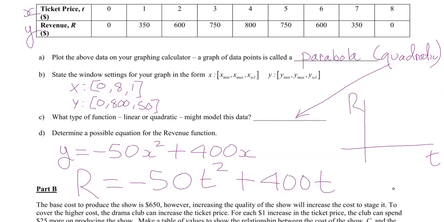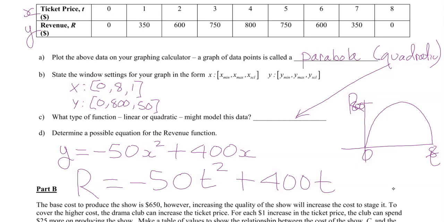So if we were graphing this, this would be our T-axis for ticket price. This would be our R-axis for revenue. And we can actually show this, right? If we wanted to sketch out the graph, this is what the graph looked like. This was 0. This was 8. This was 800. Okay, so that's the graph that we got if we wanted to.